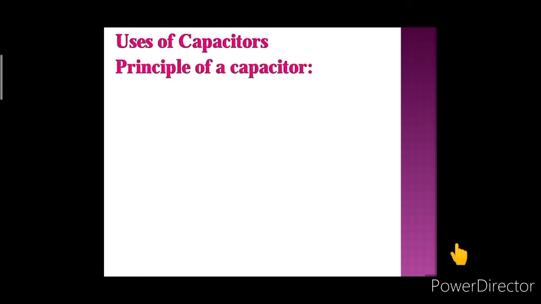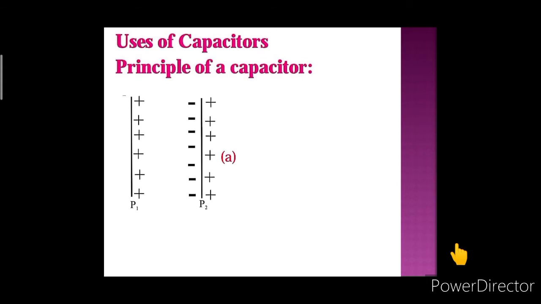Now, let's see the uses of capacitors. First of all, let us understand the principle of a capacitor. A parallel plate capacitor consists of two parallel metal plates, each of area A, separated by a distance d. We are considering a metal plate P1 having area A and positive charge Q on it. It is to be insulated on this metal plate P1.